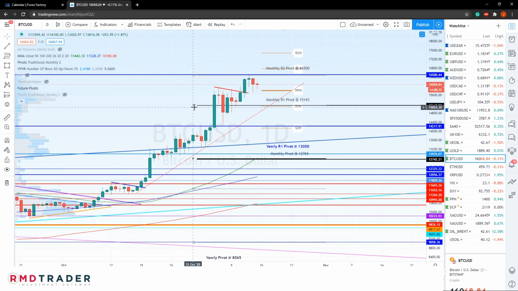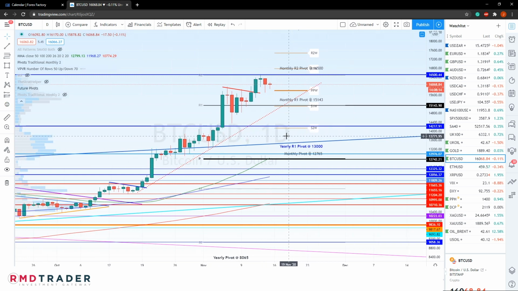Just considering the event of a bearish break below 15,143, that could see a retest of this yearly R1 pivot at 13,000. However, there are some additional areas of support in between. As you can see, there's also some support at around 14,100, being the weekly S2 pivot.